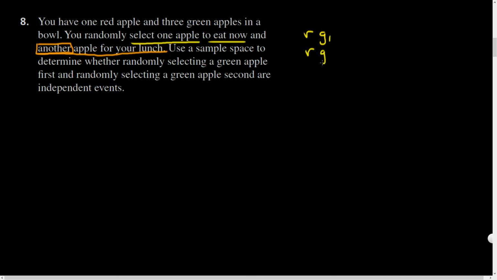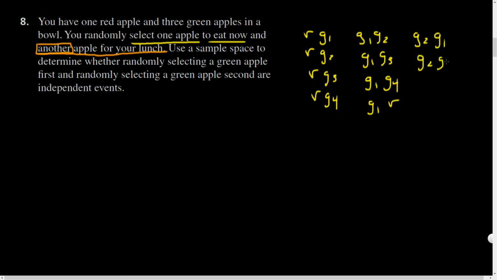or I guess I'd have to do like R G1, R G2, R G3, R G4. That's a possibility. I could also have G1 with G2, G1 with G3, G1 with G4, and G1 with red. I could also have G2 with G1. And so I've got a whole bunch of different possibilities. And I could have G2 red, and then I could also have the same for G3 and G4 with similar lists resulting.